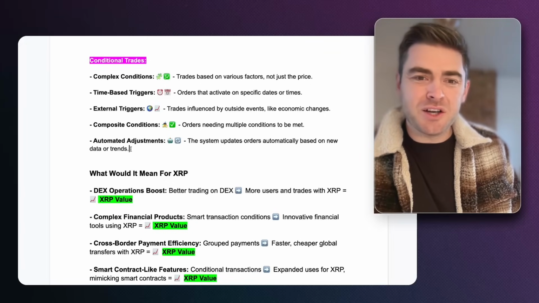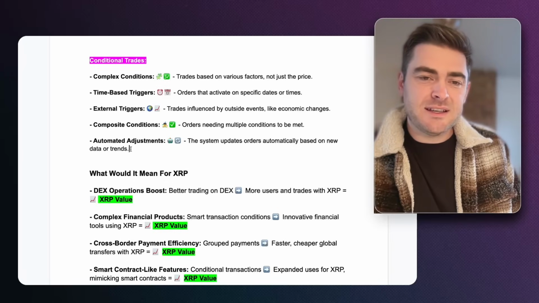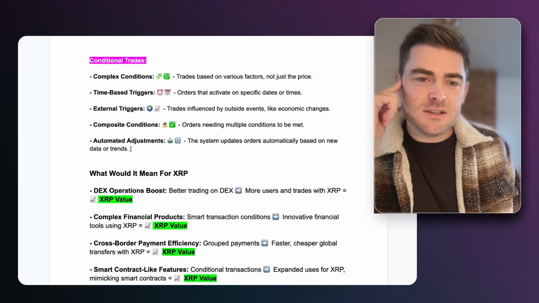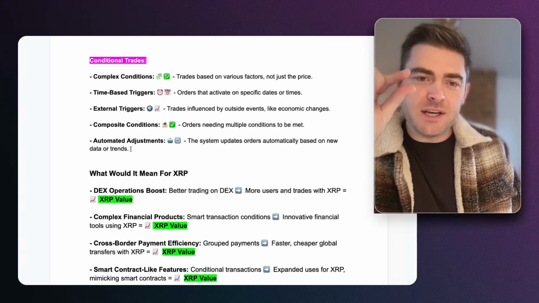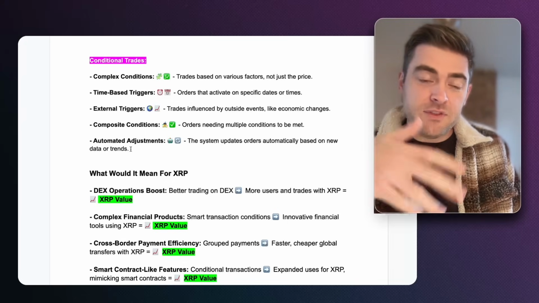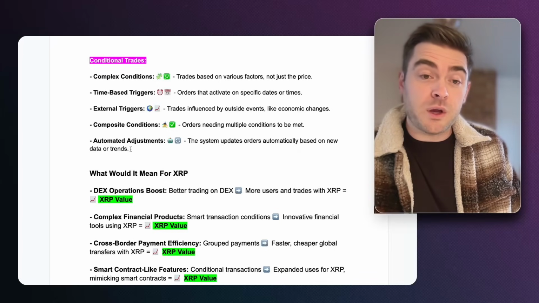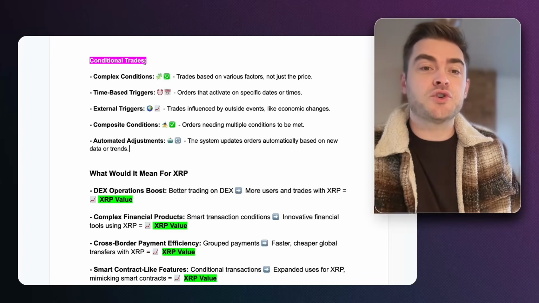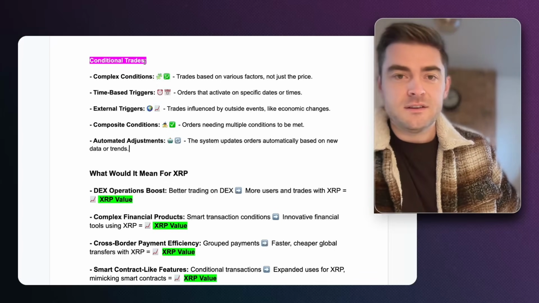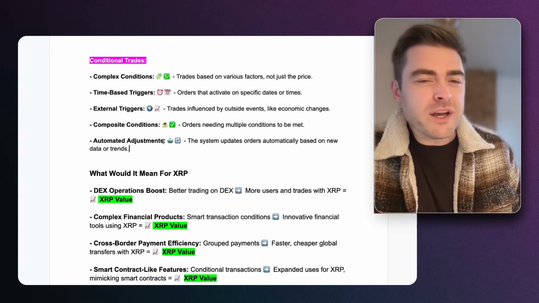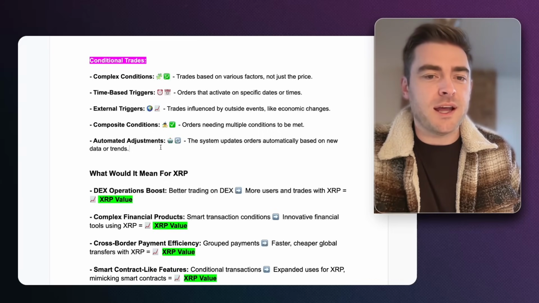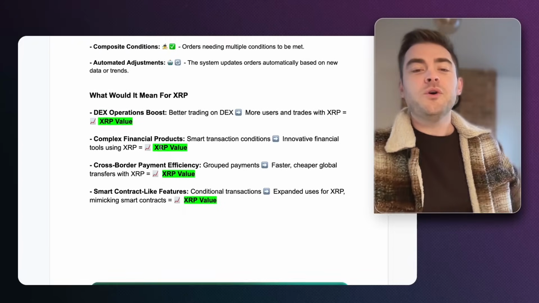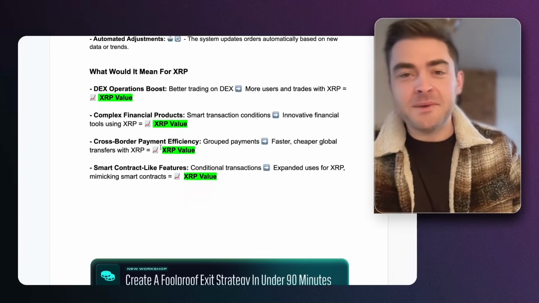Smart contracts really are just if this then that. So it's really trying to understand, if this amendment went through, and we did get these conditional trade capabilities from the amendment, really what is the difference between a smart contract now and that? But we're all here because we want to know what it could mean for XRP.